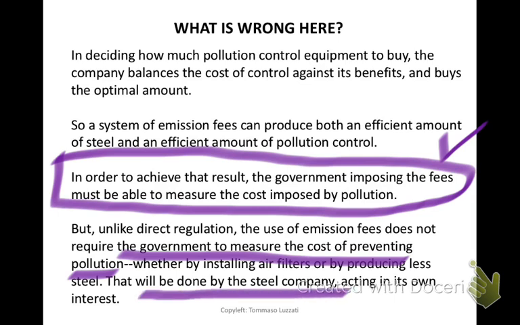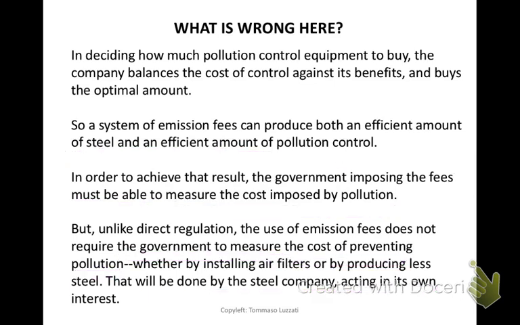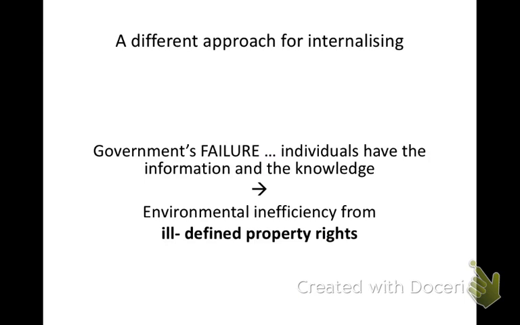This is true that will be done by the steel company acting in its own interest, and this is referred to the choice between how much to abate, how to change the production processes, and so on. So you have always to be very careful about what we read. So at least it's ambiguous. It is not very clear what this author wanted to say.